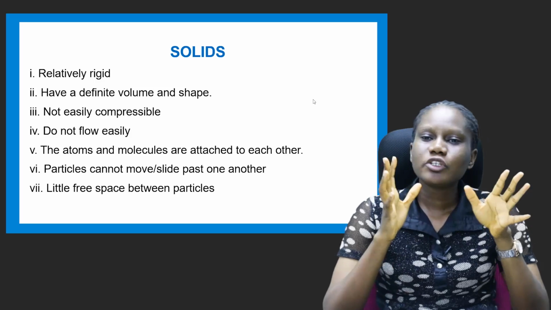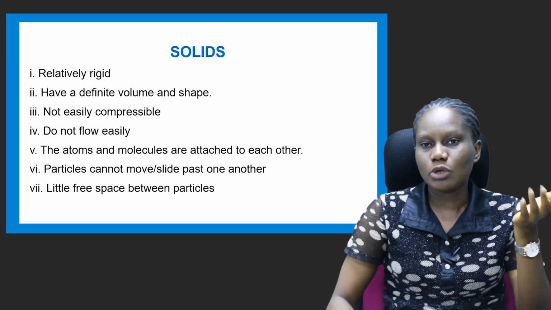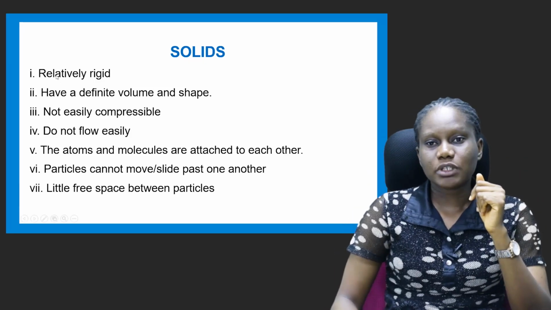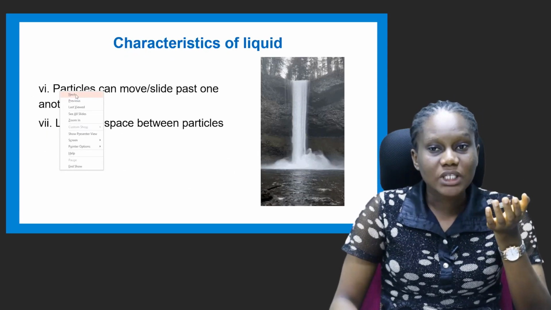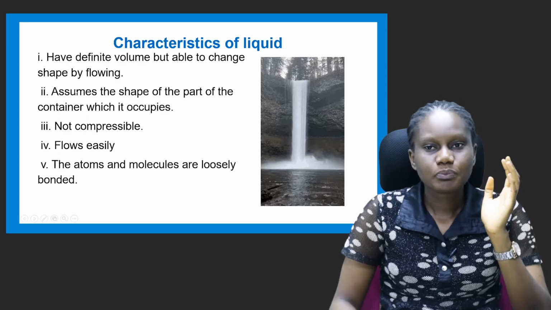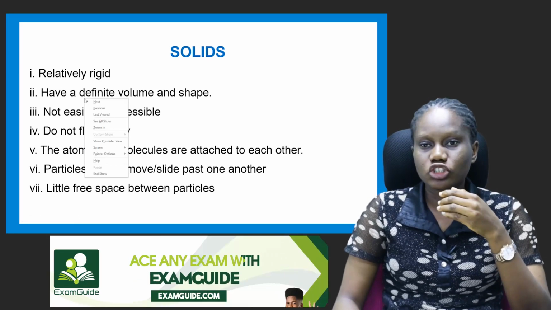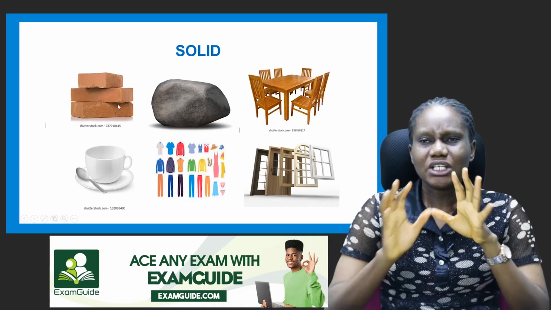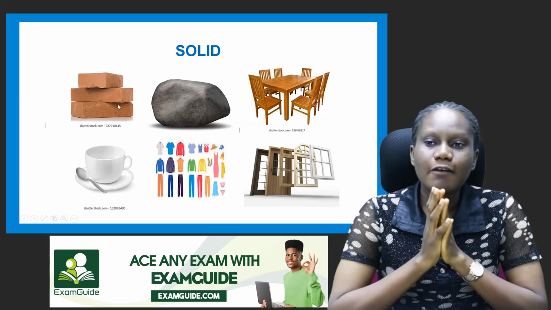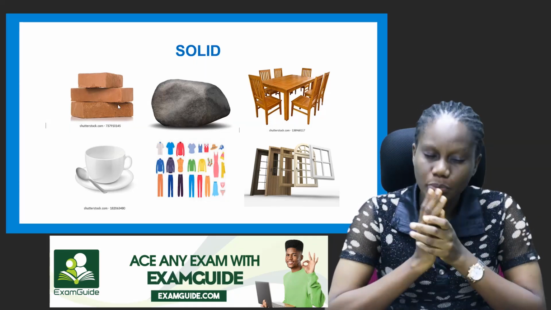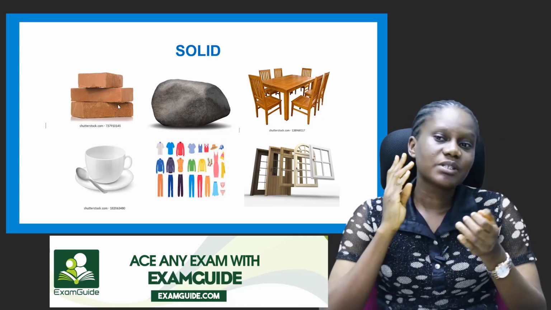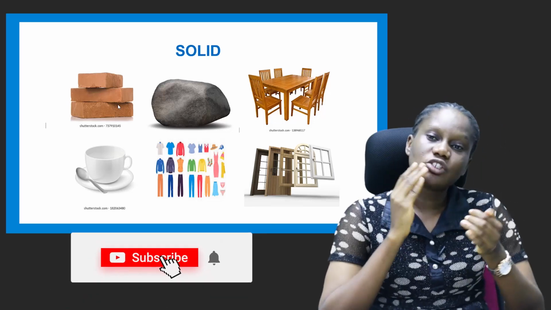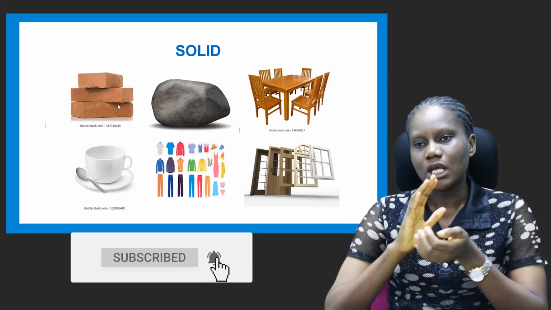Then they have a definite volume and shape. In the example from the slide before, you can see the stone, it has a particular shape. They have a specific volume, they have a specific shape, and they have a definite mass.